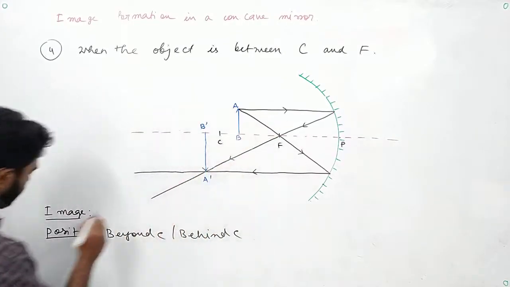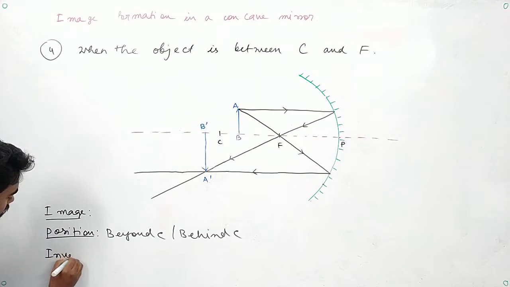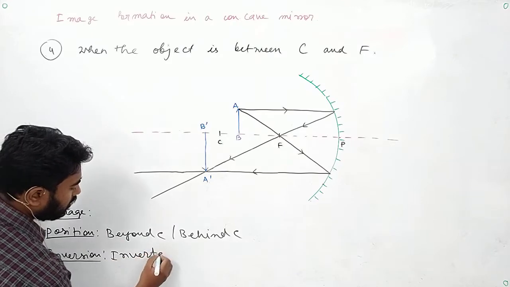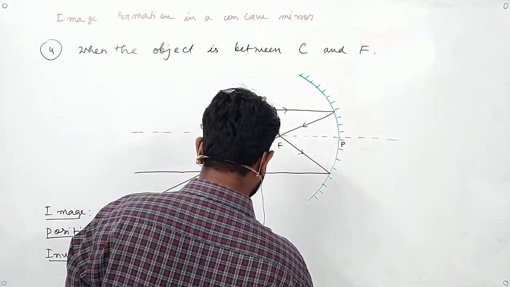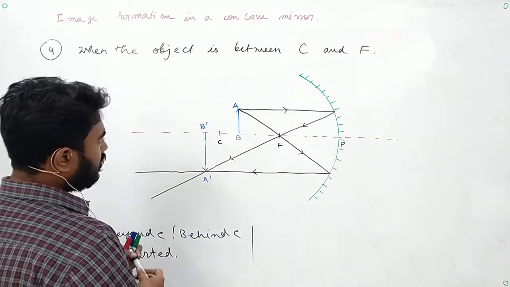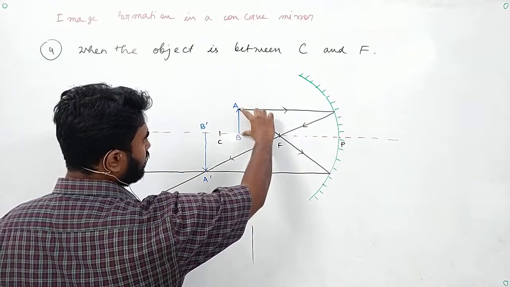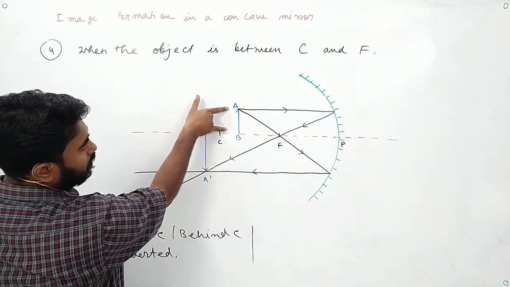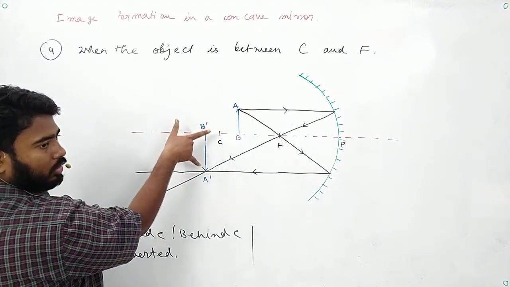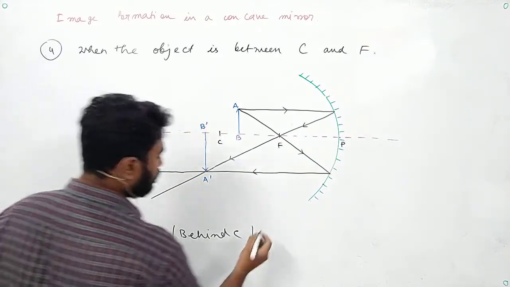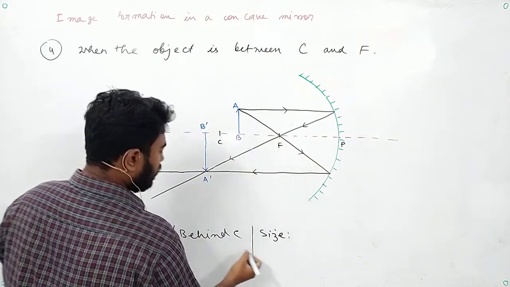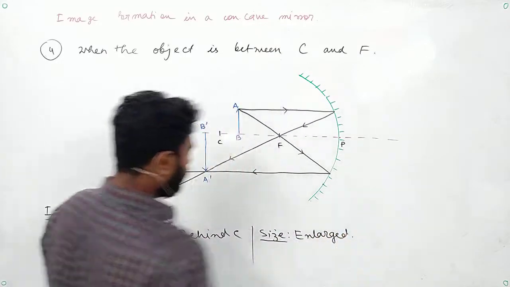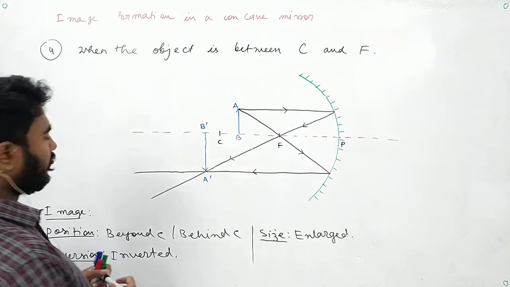That means the image is inverted. Okay, next point. See, this is the object, this is the size of the object. After reflection, this is the size of the image. So the object is small, the image is big. So the size of the image is enlarged.